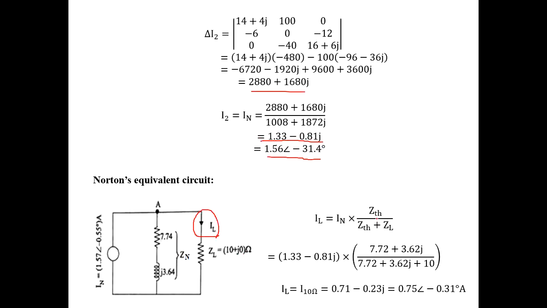Opposite impedance is Z Norton divided by the sum of the impedances, Z Norton plus load impedance ZL, which is equal to, we know the values, just substitute the values here and then we got the answer. IL, the load current, is this value. We have to convert this value into polar format. This is the answer, the load current value.